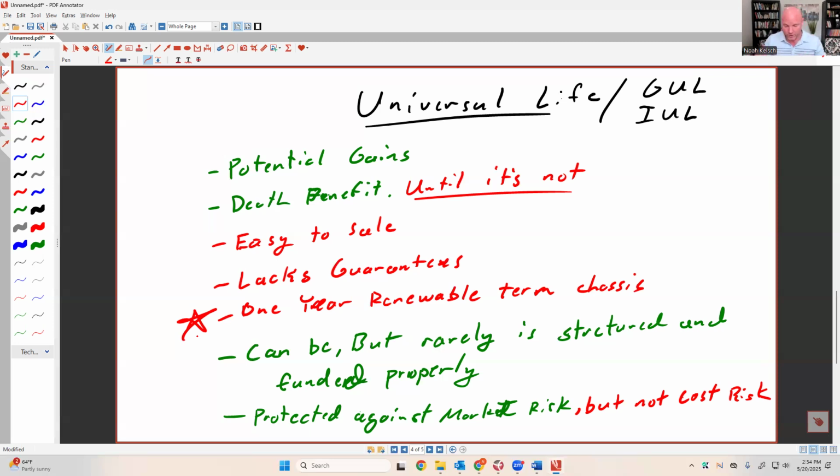All right, 1-year renewable term chassis. We already talked about that. The cost of insurance goes up every single year. So some of the benefits: it can be, but rarely is, structured and funded properly. It can be. Most agents don't understand how to structure them properly. And when I say properly, I'm talking about so that they will last you your entire life. They can be structured that way.